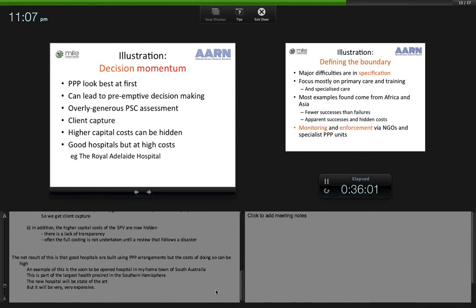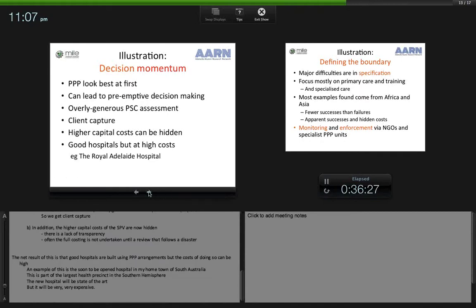An example of this, close to my heart, in my hometown of Adelaide here in South Australia. We're about to commission a brand new hospital, part of the largest health precinct in the Southern Hemisphere, $4 billion health precinct, $2 billion hospital. It is going to be state-of-the-art. It's a beautiful new hospital, but it will be very, very expensive.